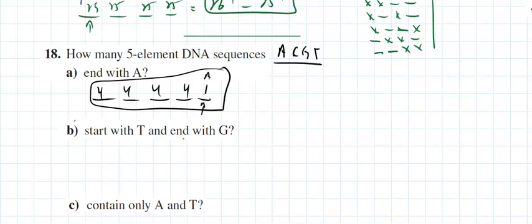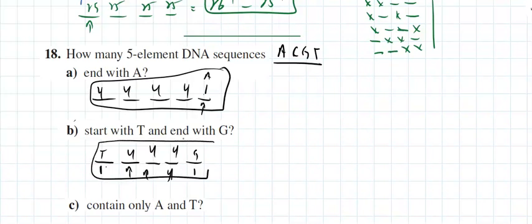If we go by B, start with a T. 1, 2, 3, 4, 5. If you start with a T, then there's only one way of doing that. And ends with a G, there's only one way of doing that by putting a G there. But here you could have 4 each. So you could have 64 possible choices.